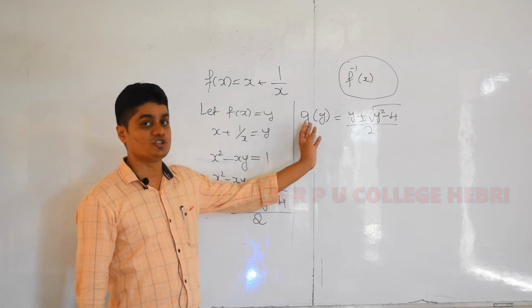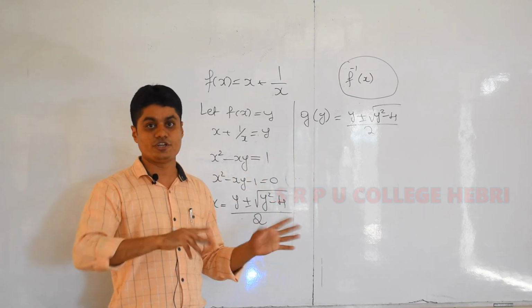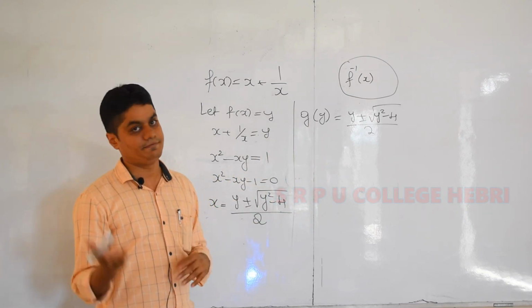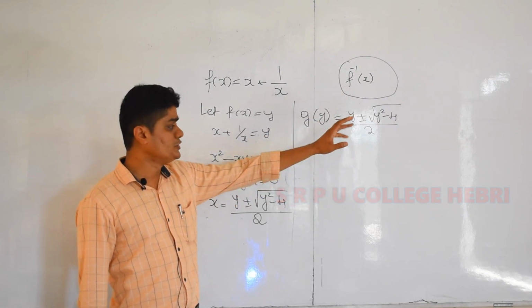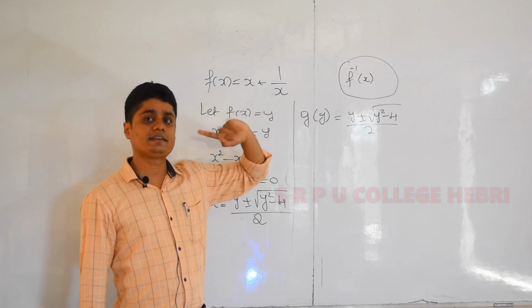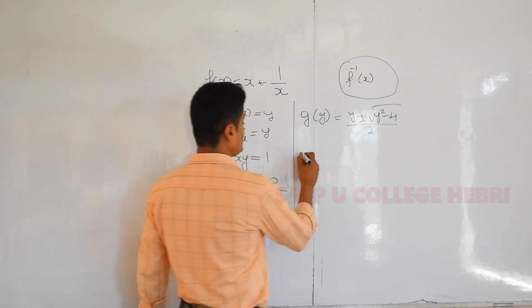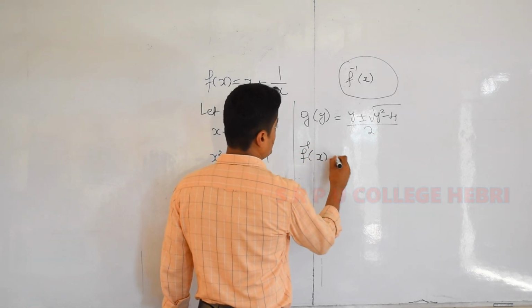You know what you should do after this. You have to take the two compositions. You have to prove that f of g of y is equal to y, and g of f of x is equal to x. But here we need not work that much. You consider this satisfies and directly write the inverse. Now because of this, you can write f inverse of x is equal to g of y.